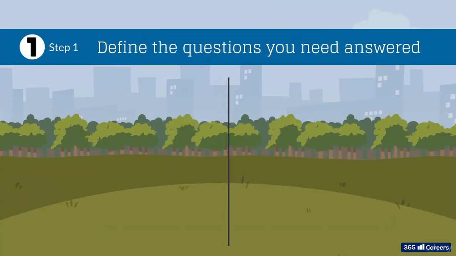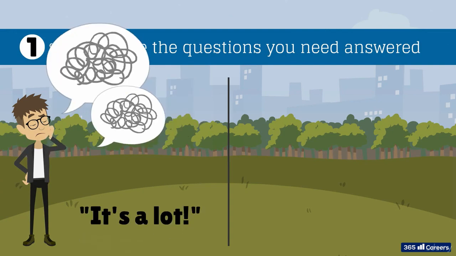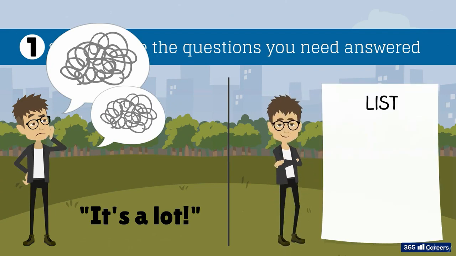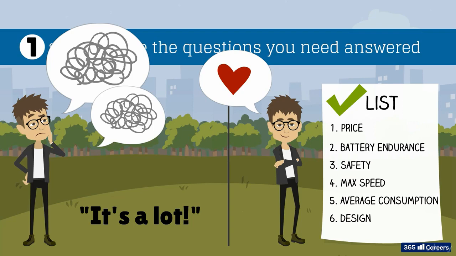However, the first order of business for you would be to define the questions you need answered. You can approach consultants who will execute the marketing research for your company and tell them to learn as much as possible about mid-class individuals interested in purchasing an electric vehicle, but this will cause a lot of unnecessary information. On the other hand, if you provide them with a list of characteristics you want investigated, for example, price, battery endurance, safety, maximum speed, average consumption, design, and ask people to rate these characteristics and provide some input about their importance, then it is much more likely the marketing research would reveal the answers you're looking for.